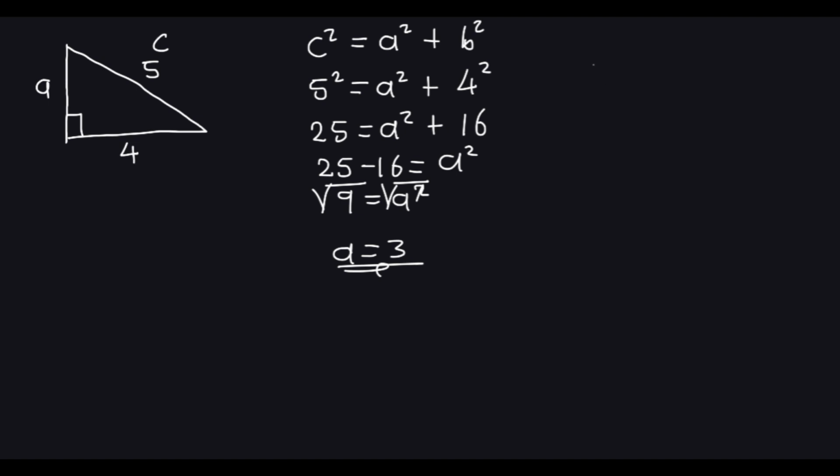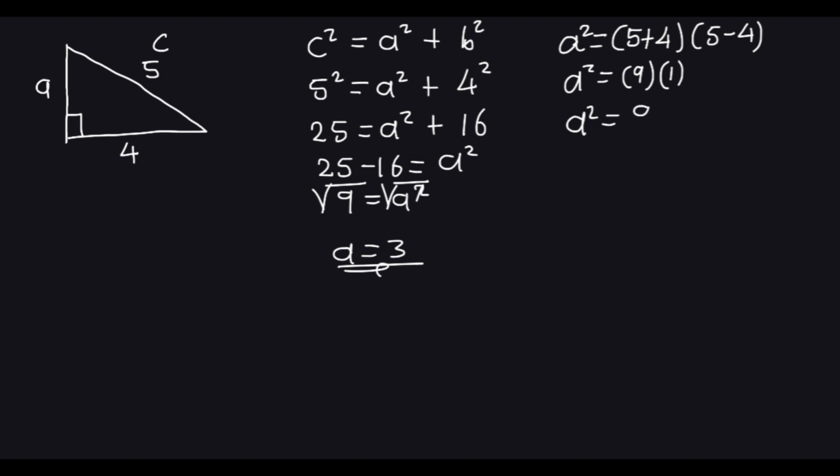So the pattern is, we are looking for A squared. So what you can do is, we need to add 5 plus 4. You add the two numbers, multiply by 5 minus 4. So A squared is equal to 5 plus 4 is 9. 5 minus 4 is 1. So A squared is equal to 9 times 1 is 9. The square root of this one, the square root of this one. So we can see that we are getting the value of A.